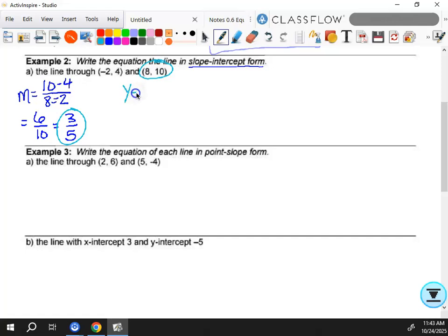And we'll get y minus 10 equals 3/5 times x minus 8. And whether we do it this way, use the other point, or you do it a different way you may have been taught, you're going to have to deal with the fractions no matter what you do. So now to get it into y equals mx plus b, you're going to need to distribute and move the 10 and all that kind of stuff. So I'll give you a minute to do that.